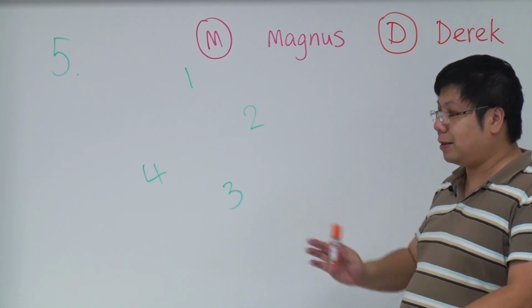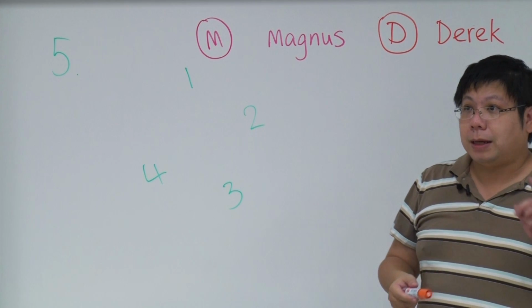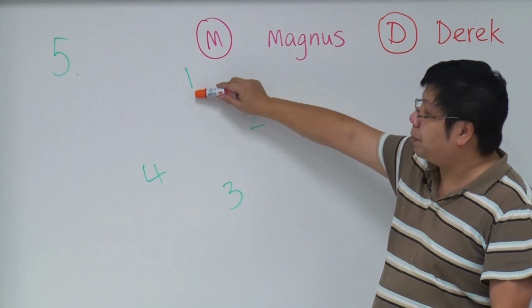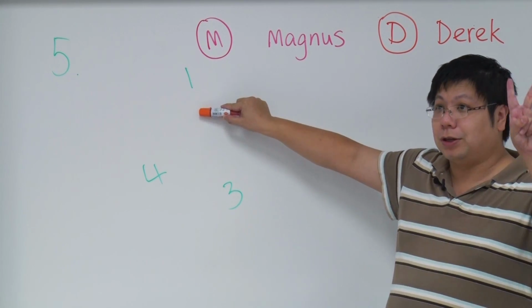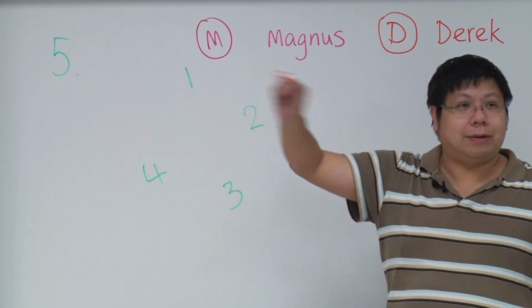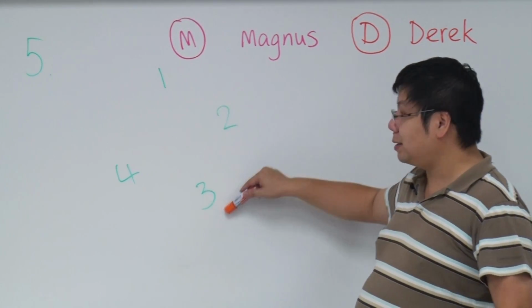Now, for 4 positions, we will see that no matter what Derek does, Magnus can always go to all the positions. He starts at position 1, right? Then Magnus says, I want to move 2 positions. No matter what Derek does, Magnus will go to 3, either clockwise or anti-clockwise.